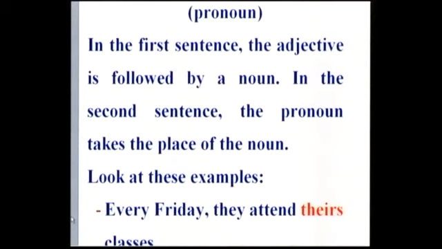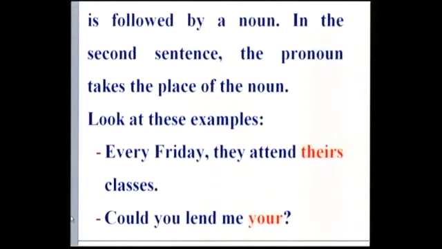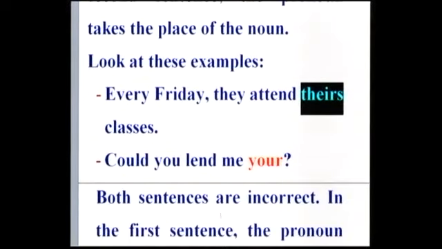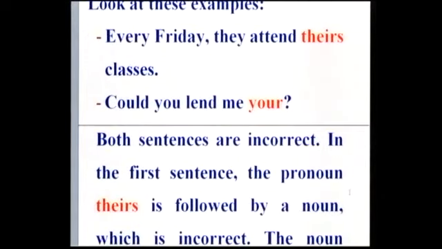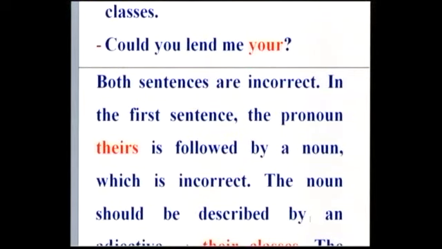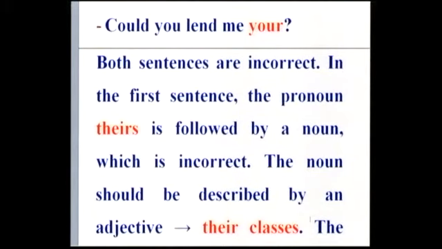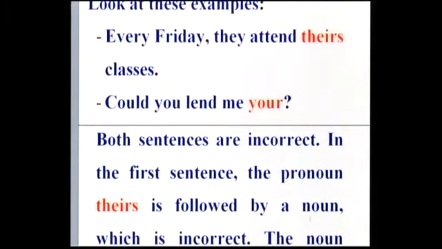Look at these examples. "Every Friday they attend theirs classes." Okay, "theirs" is a pronoun, so a noun shouldn't follow it. "Could you lend me your?" Again, "your" is an adjective, so what must follow it? You should have a noun after the adjective. Okay, both sentences are incorrect. In the first sentence, the pronoun "theirs", right in front of us, is followed by a noun, which is incorrect. The noun should be described by an adjective: "their classes", not "theirs".